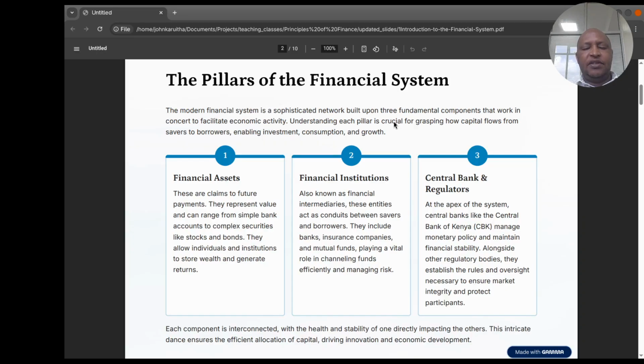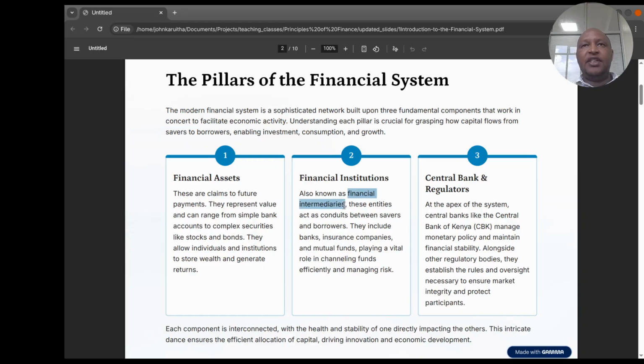The second component of the financial system is what we call financial institutions. Financial institutions are divided into two parts. We have what we call financial intermediaries. Think of financial intermediaries as institutions such as commercial banks, insurance companies, credit reference bureaus, foreign exchange bureaus, microfinance institutions, SACCOs. This is where you deposit your money. In many cases, you deposit your money there, and you can always get it later.